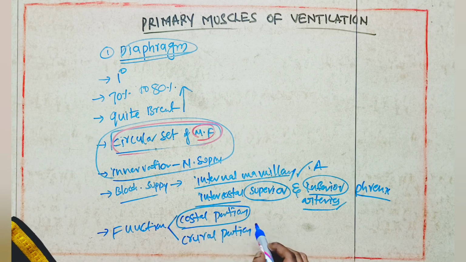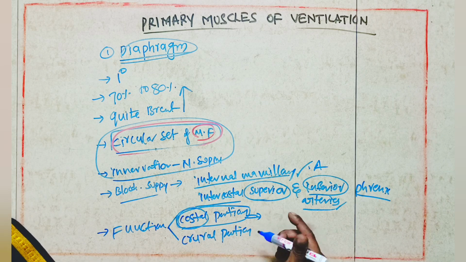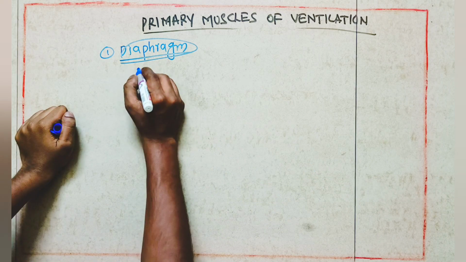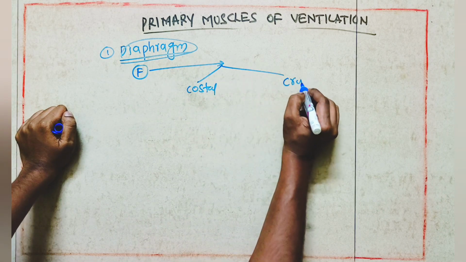Costal portion means it is going to give connection to the ribs. Costal means rib, so the costal portion is almost related to the ribs. Now we'll see what this costal portion is and what this crural portion is. Functionally, we can divide the diaphragm into the costal portion and the crural portion.